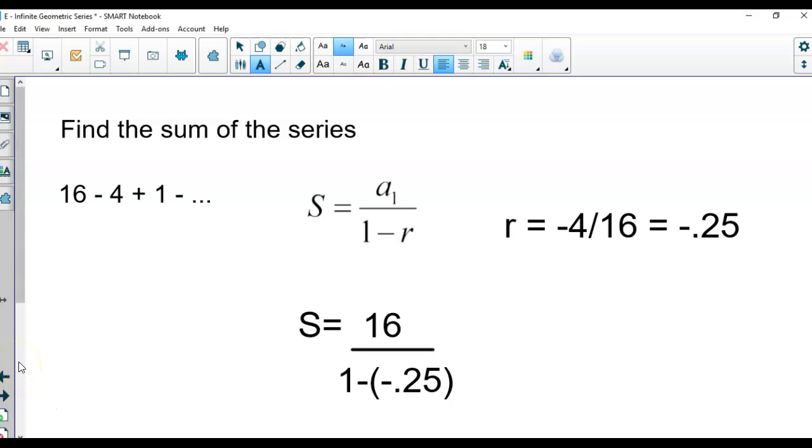So again, just as a quick summary, what have we learned? We know that if we have an infinite geometric sequence, it goes on and on and on. When we find the sum of that, we call that an infinite geometric series. We can only find the sum if the R value's absolute value, okay, is between 0 and 1.